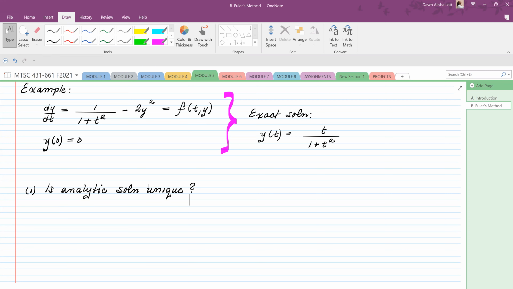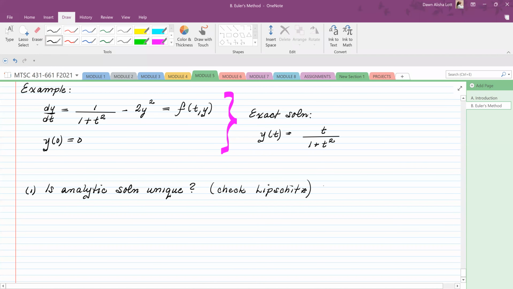Okay, any ideas? So check if it satisfies the Lipschitz condition. Yes, very good. That's exactly what my notes say. Check Lipschitz. So we need to know that the absolute value of the partial of f with respect to y is less than or equal to some M.